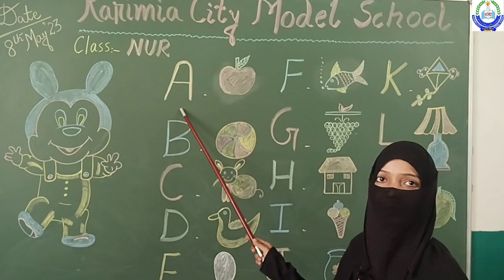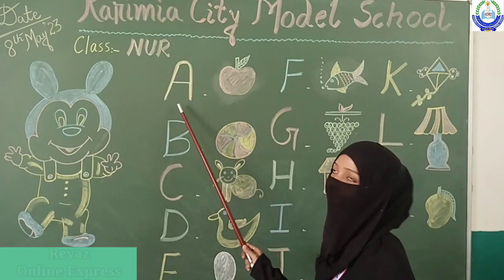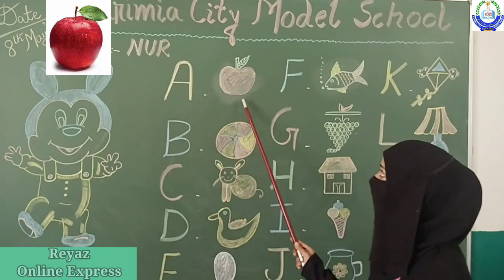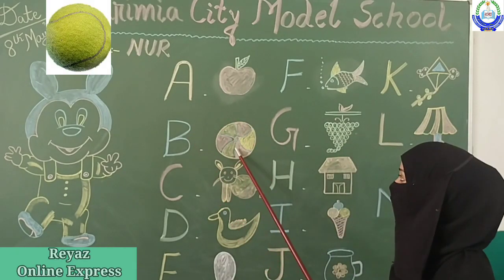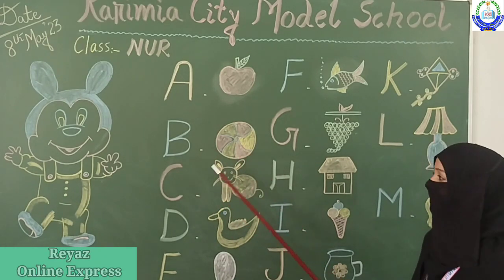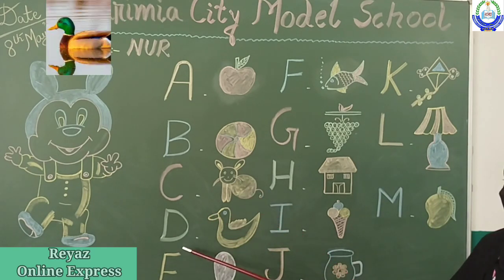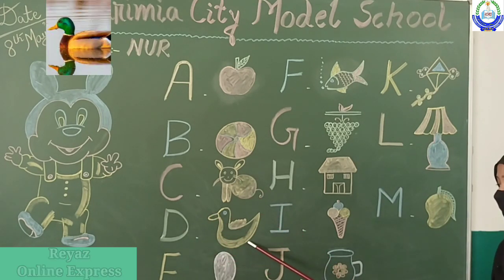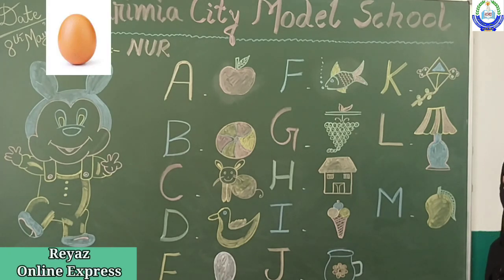A. All the students, please repeat with me. Say A. A for apple. Now B. B for ball. C. C for cat. D. D for duck. This is E. E for egg.